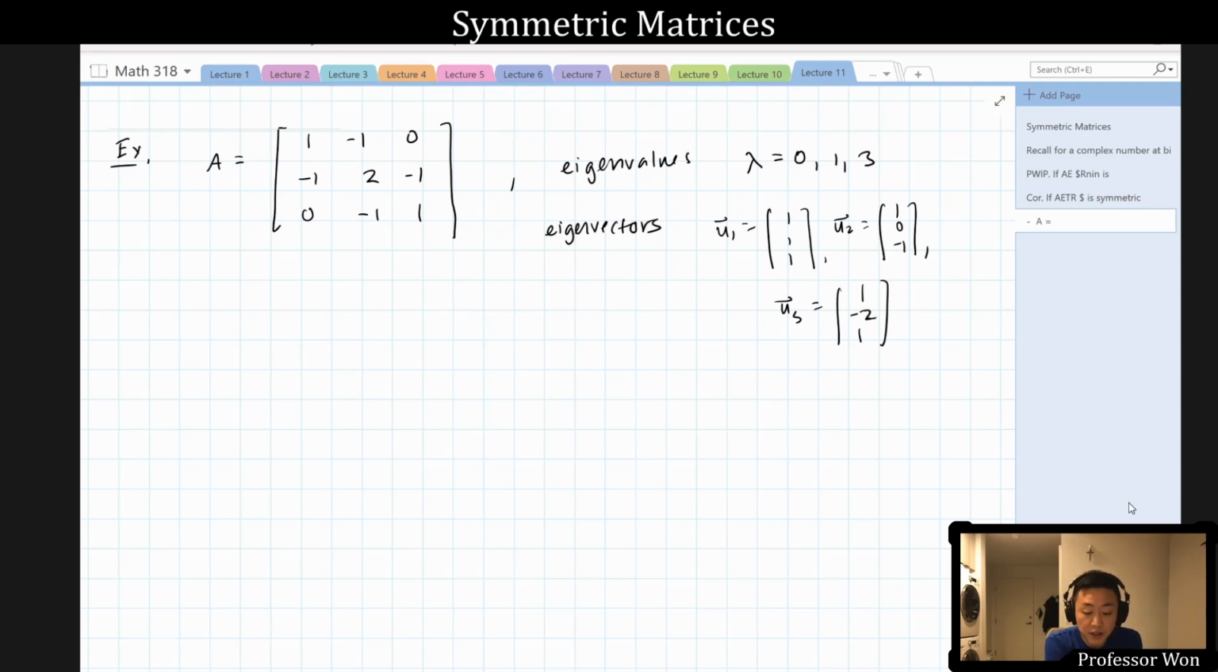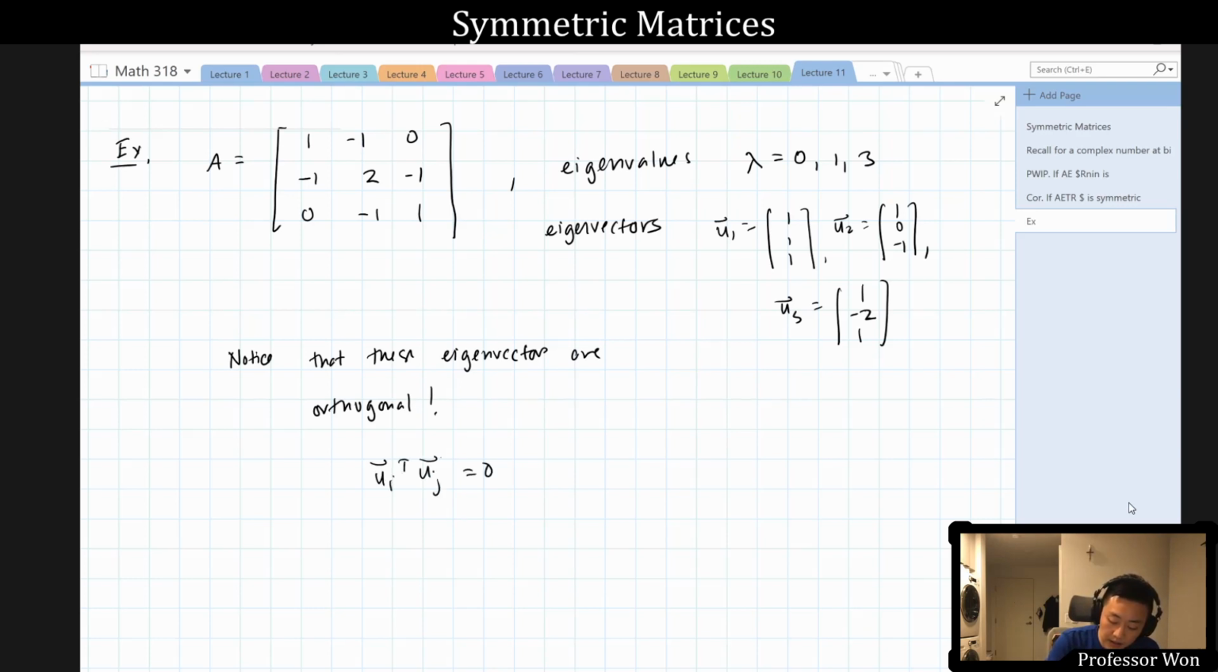One thing that is true about these vectors is that if you take the dot product of any two of them, you get 0. So notice that each of these is orthogonal. These eigenvectors are orthogonal to one another. In other words, u_i transpose u_j is equal to 0 if i does not equal j.